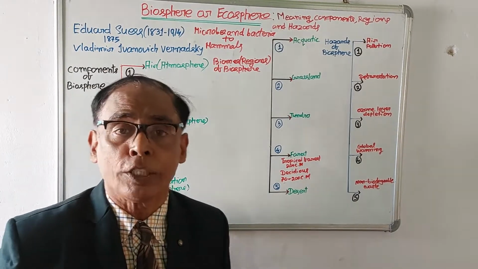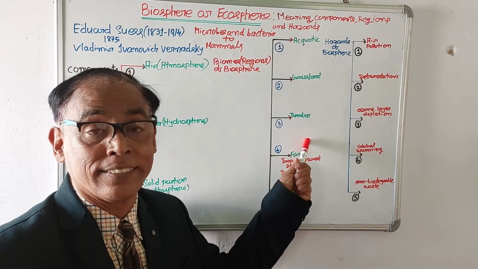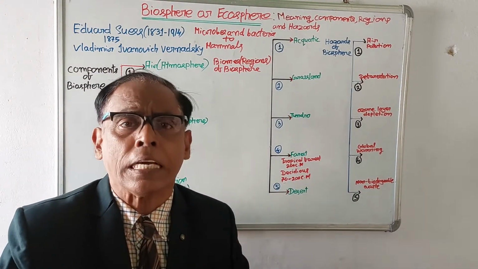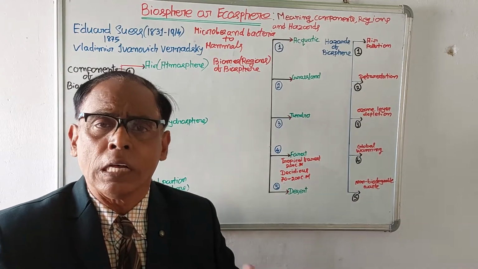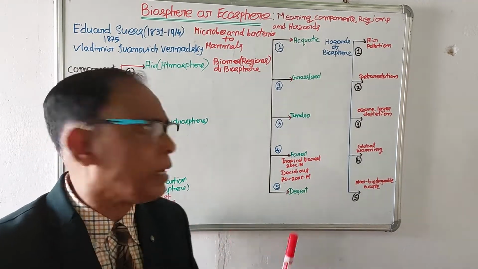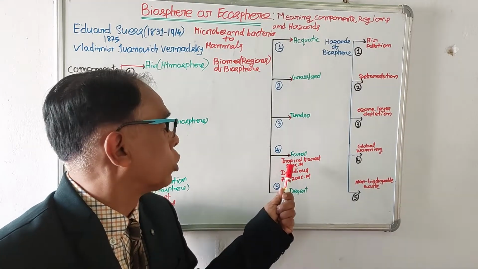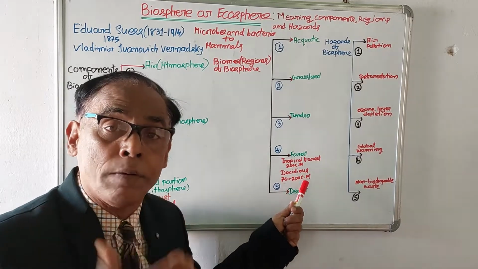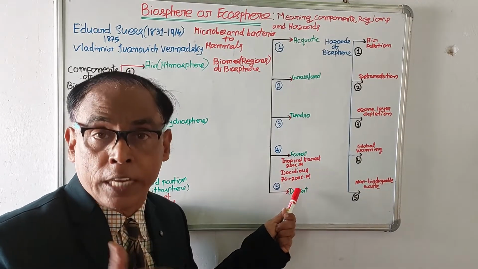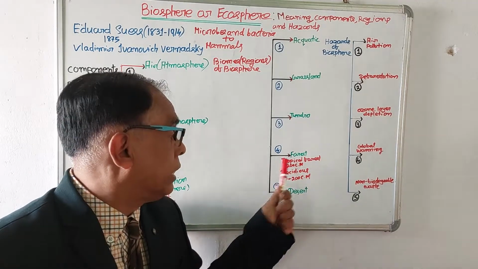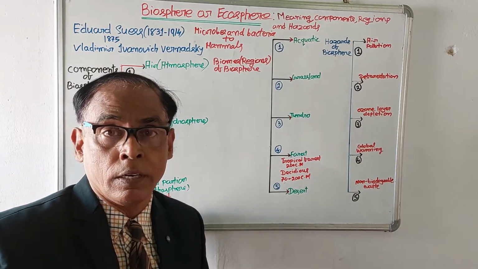In that area also life exists. And number four, forest. In forest area also life is observed. In forest area mainly two types of forests are found: tropical forest area where rainfall is more than 200 cm, and deciduous forest where rainfall is in between 70 cm to 200 cm.